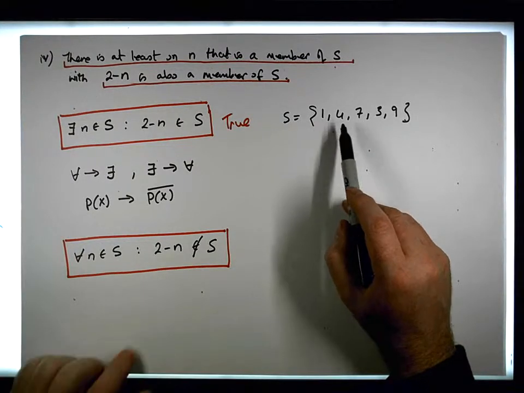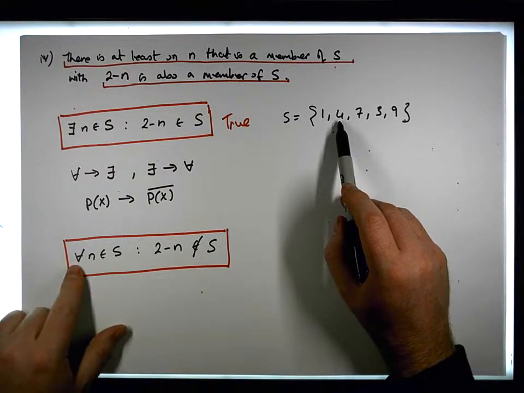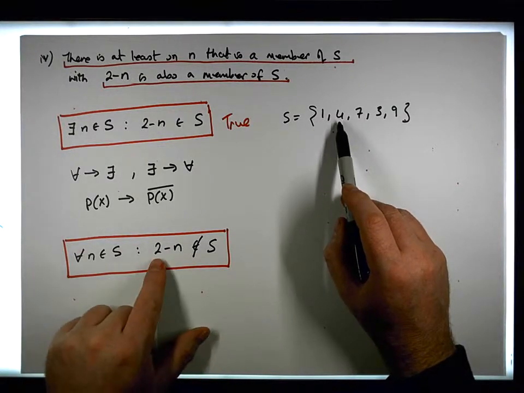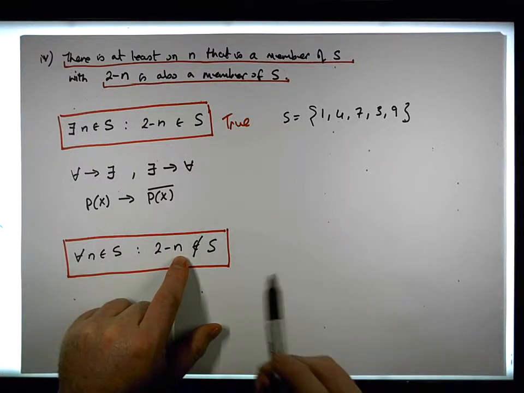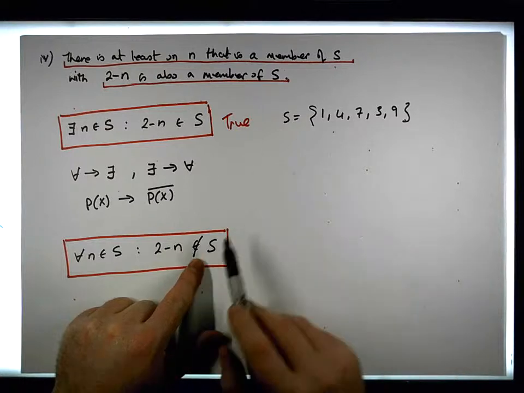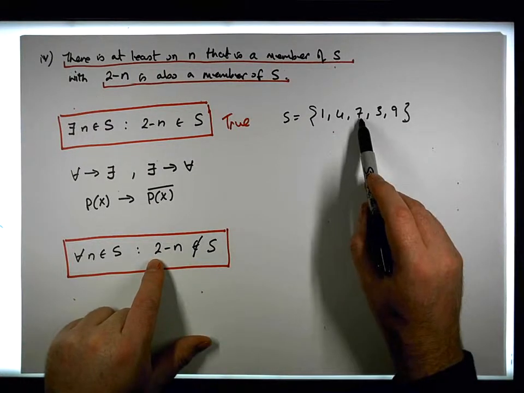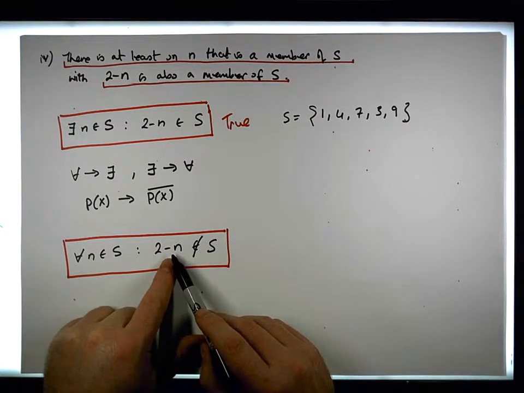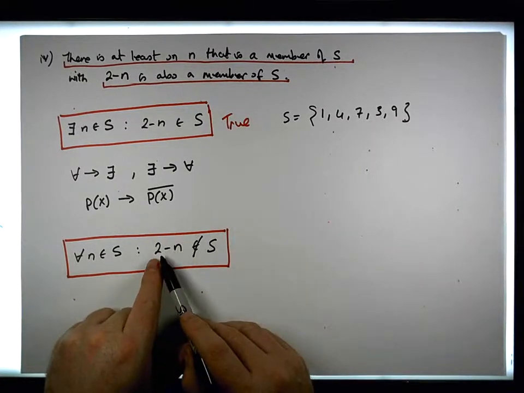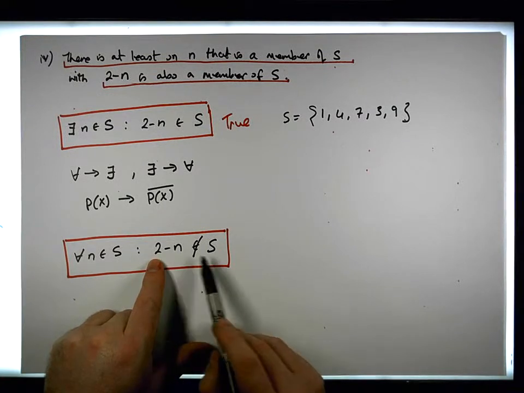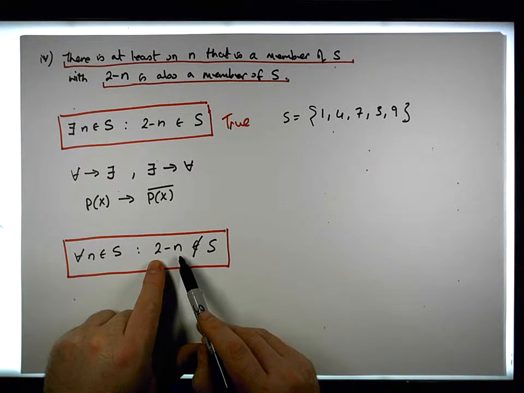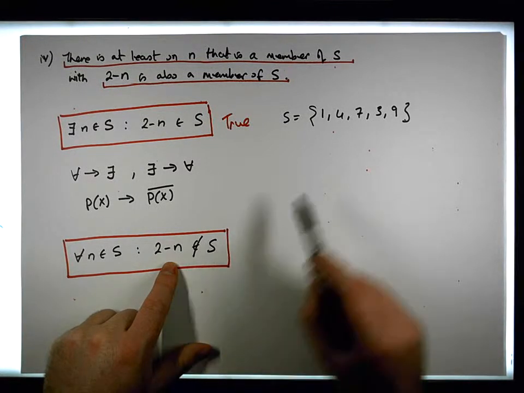Let's take another one, 4. We found one already, a counterexample. What about 4? Well, we have 2 minus 4 is minus 2. Minus 2 is not an element of S, so it's true for 4. What about 7? Well, 2 minus 7 gives us minus 5, and minus 5 is not an element of S, so it's true for 7. What about 3? 2 minus 3 gives us minus 1, which isn't an element of S, so it's true for that. What about 9? 2 minus 9 gives us minus 7, and minus 7 is not an element of S, so it's true for 9.